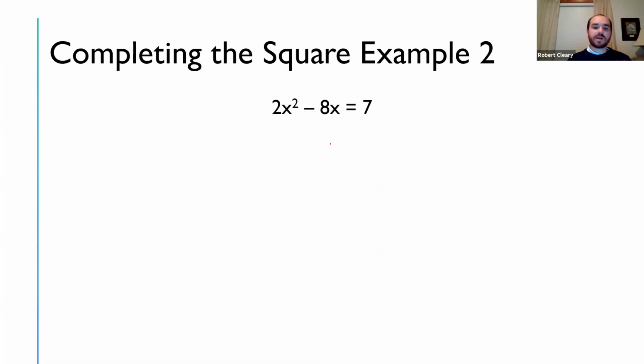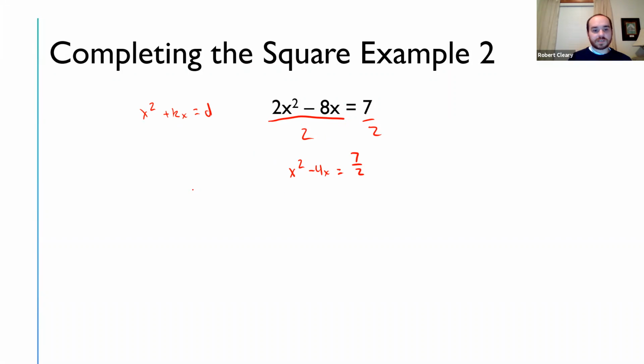Okay, let's look at a second example. We've got 2x squared minus 8x equals 7. This one's close, but we want to divide both sides by 2 before we start, because again, we want that x squared plus kx equals d. So in this case, we divide both sides by 2, we're left with x squared minus 4x equals 7 over 2.